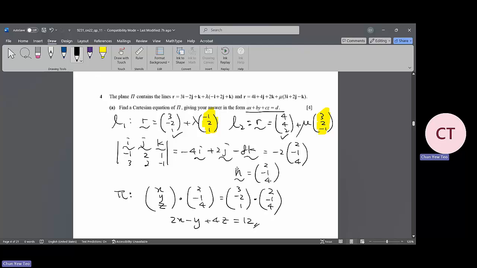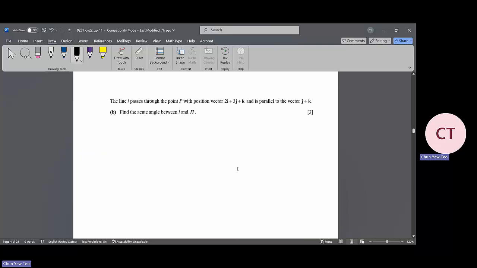Done. Now we move on to question number B. Part B: the line L passes through the point B with the position vector 2i plus 3j plus k and is parallel to this. So we need to define the L. So the L looks like this.